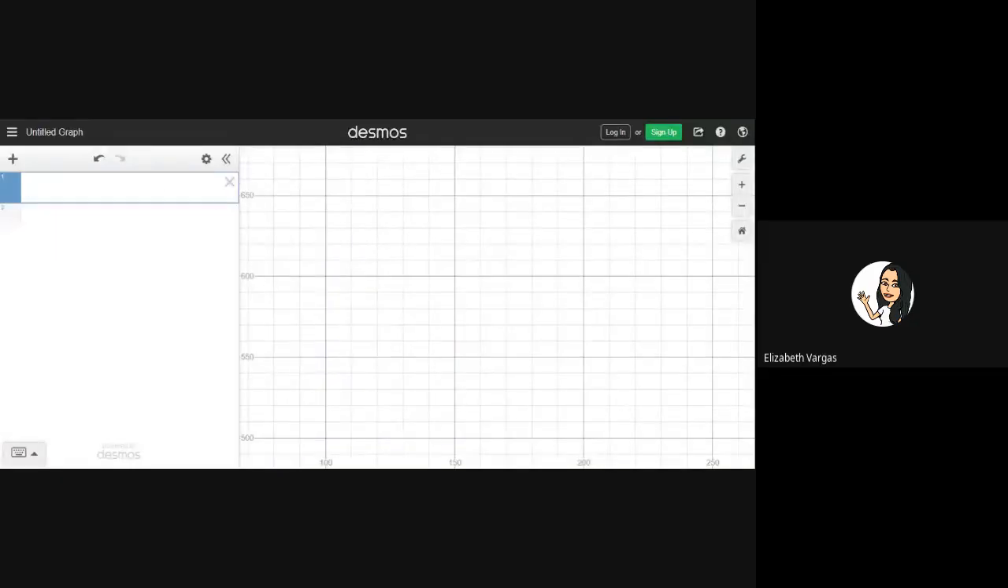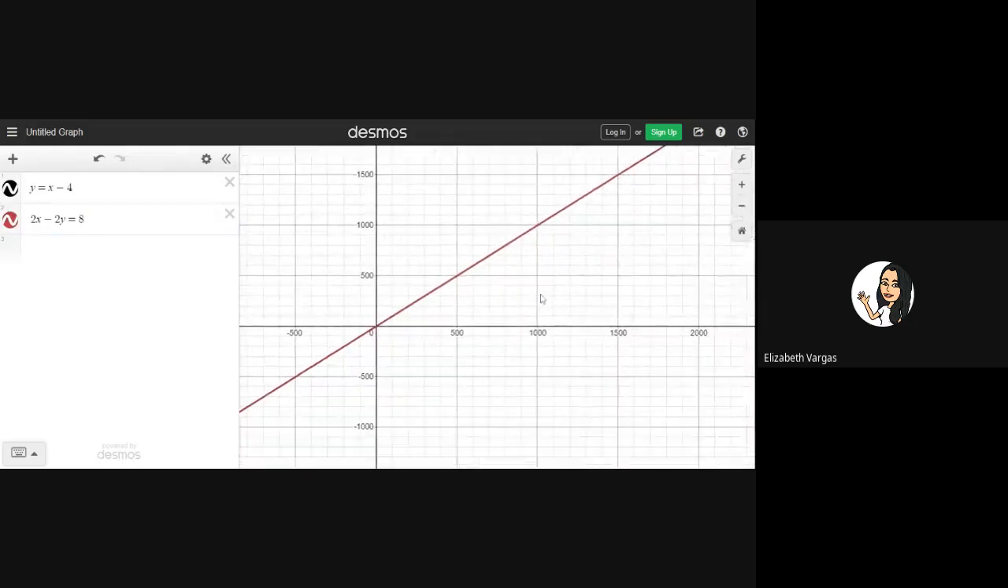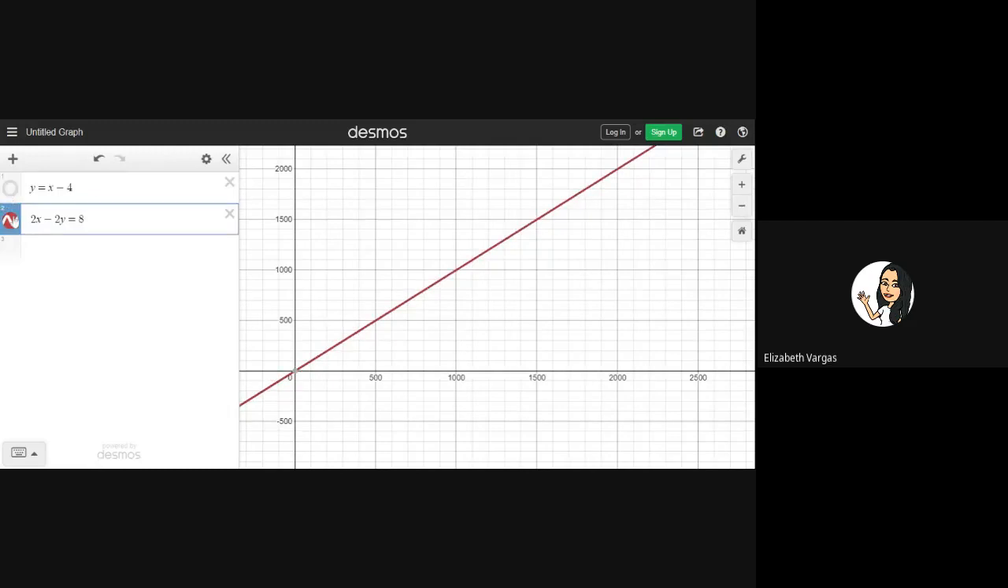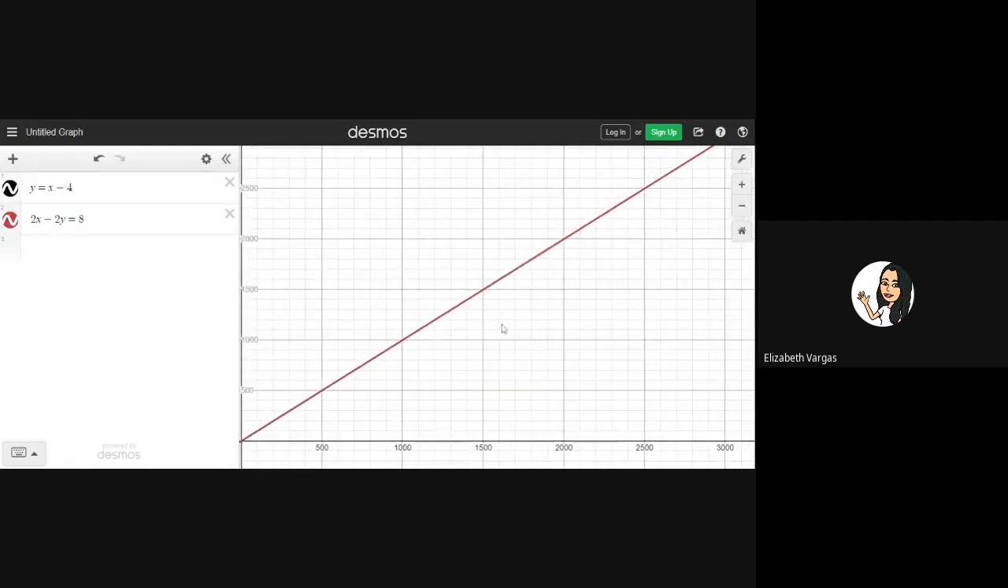So let me plug these in. The first one is y is equal to x minus 4. And the next one is 2x minus 2y equals 8. Let's see where those graphs ended up. Look, you can't even see them. You really have to click on these different colors to be able to see them pop through. And so that means that those two graphs are basically the same. And so that would mean they have infinitely many solutions. They would continue to have points of intersection at every single point. And so because of that, they are consistent and dependent.